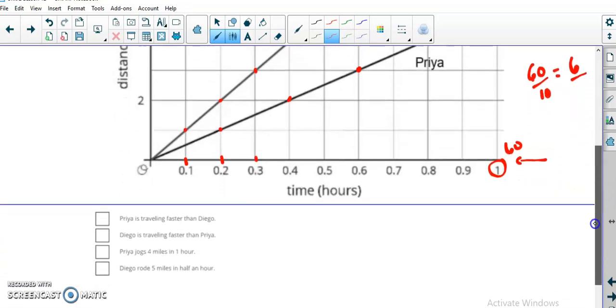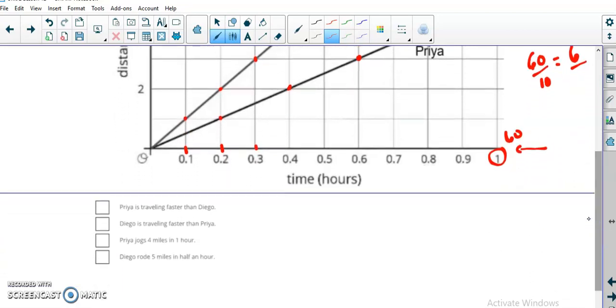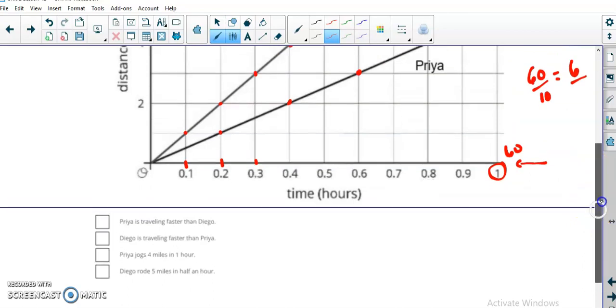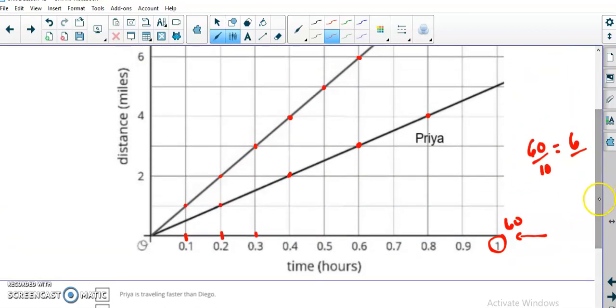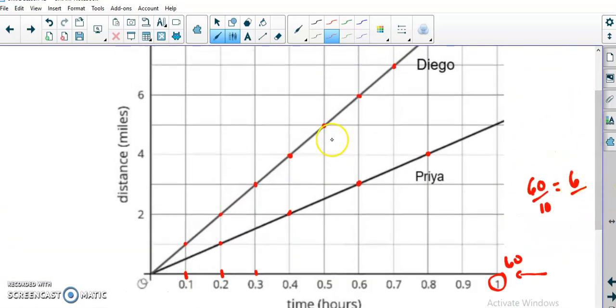So on the selection of answers, it says Priya is traveling faster than Diego. If we look at our graph, is Priya going more miles than Diego in the same amount of time? So let's just pick one that we do know, 1 hour of time. 1 hour of time, Priya has traveled 5 miles, because if I go over here, I can see that this is 5 miles. This is where 5 would be.